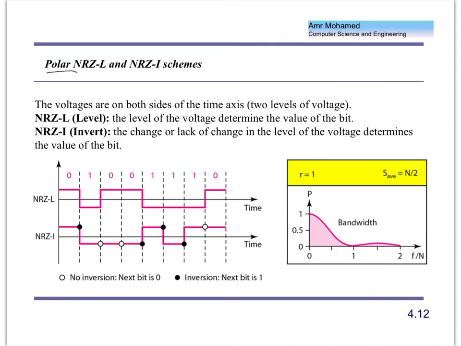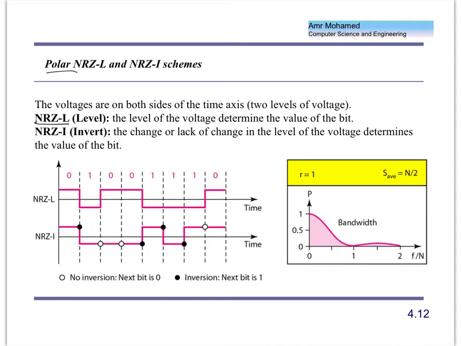For the polar, we have positive voltage and negative voltage, both, but we do not have 0. In that case, we have two line coding schemes here. You have the non-return to 0 level. The non-return to 0 level talks about the fact that instead of representing the 0 data element as 0, we represent it by negative voltage. This is the only difference between the unipolar non-return to 0 and the polar non-return to 0.